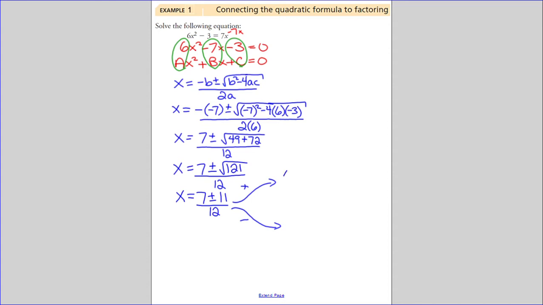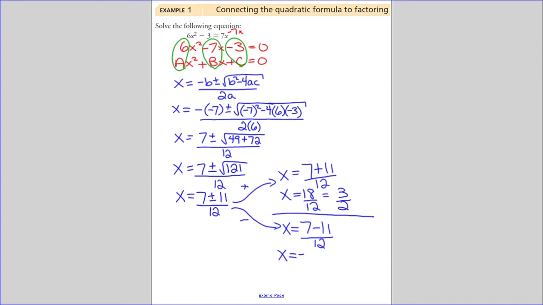So x is equal to 7 plus 11 over 12, which really means that x is equal to 18 over 12. And then I can simplify this down. It looks like both of them are divisible by 6, so I can simplify this down to 3 over 2. The minus side of this equation, I'm going to have x is equal to 7 minus 11 over 12. Looks like I'm going to get negative 4 over 12, which is really just negative 1/3.